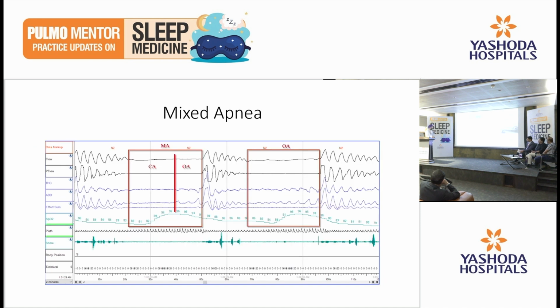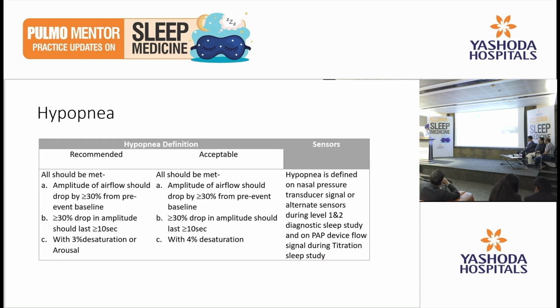I'll just finish. Mixed apnea is basically you have a central component first and then an obstructive component, then we call it mixed apnea. In adults, central will always be followed by obstructive. In pediatrics, it may be central followed by obstructive or obstructive followed by central component.